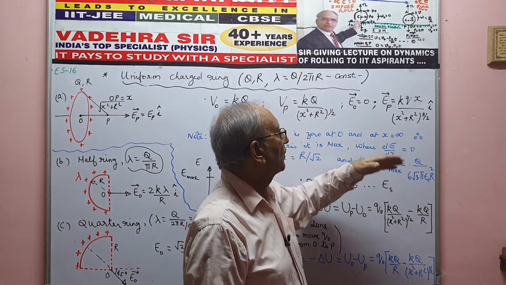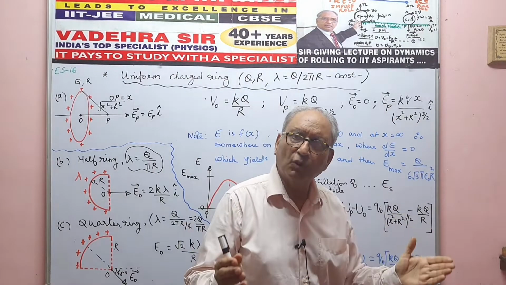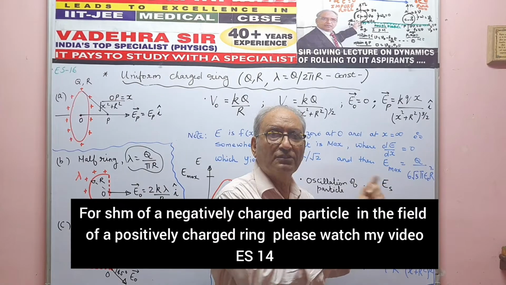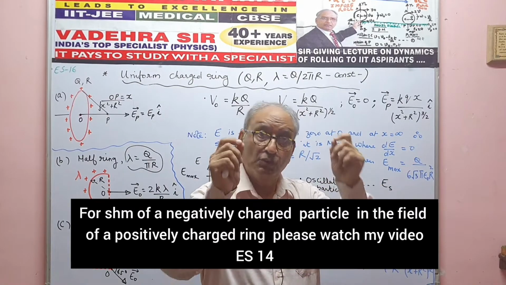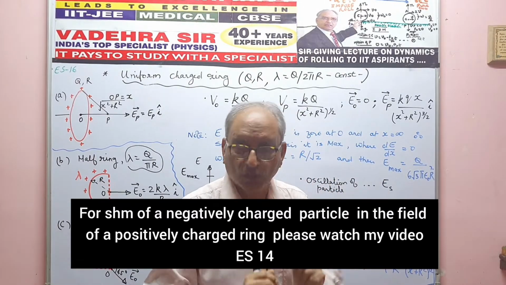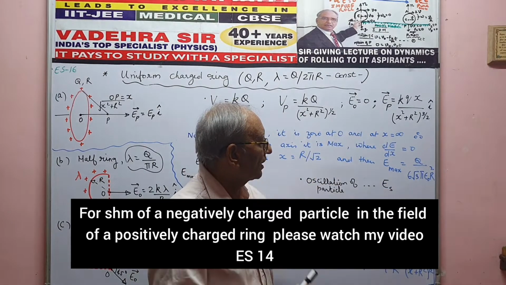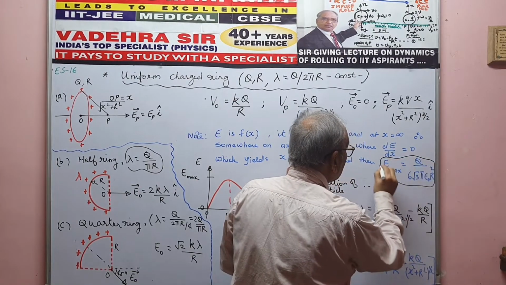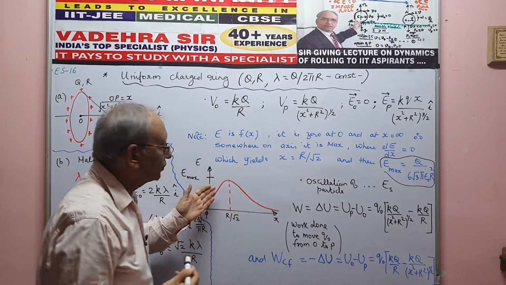Of course, I have broken k as 1 upon 4 pi epsilon naught. The mathematical part I am not going to do in this video lecture. The aspirants, you have to do it yourself, and that will go as a good practice for you as well. So this is the E max at a distance r by root 2.